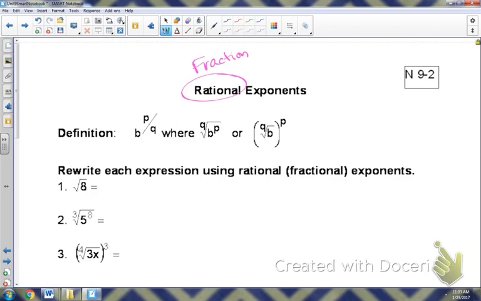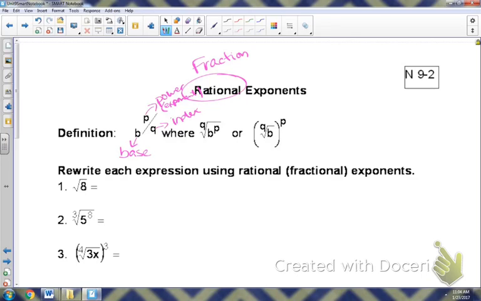Okay, the definition: whenever you're trying to evaluate a base that has a rational exponent, there's a way that you can change it to a radical and evaluate it. The definition tells us right here, b is going to be your base, p is your power or exponent, and then the q represents the index. So remember, the index is what root you're taking: square root, cube root, fourth root, and so on.